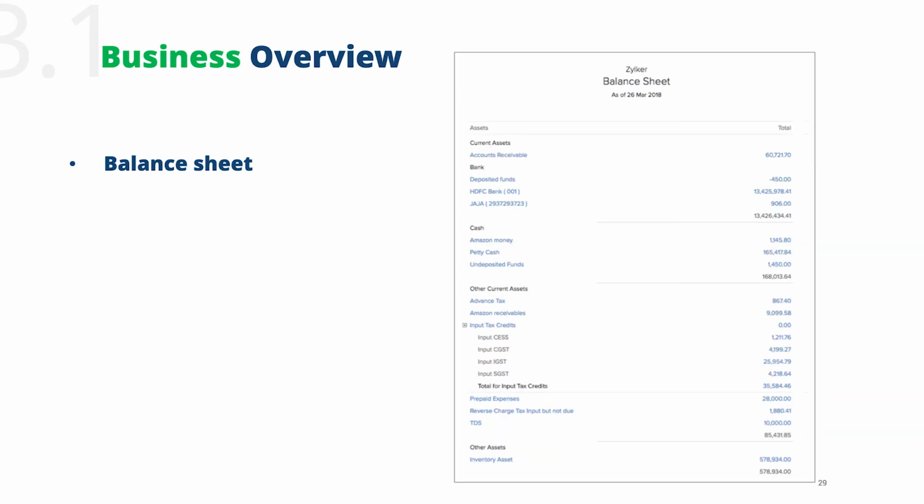Now comes the balance sheet. This is one of the most important financial statements in a business. This statement gives the assets that the company owns, the liabilities that the company owes, and the amount invested by shareholders in the company. It gives us the financial position of our company.